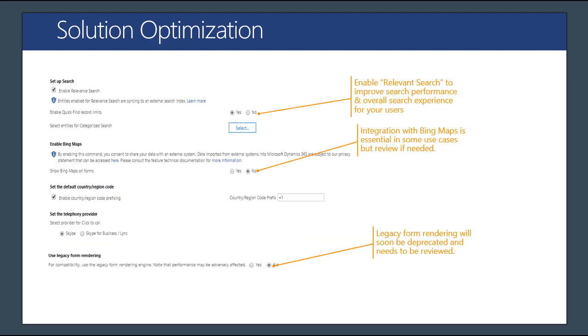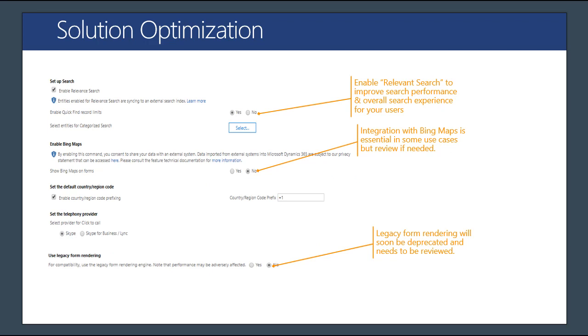Still on the settings, this is something that we already discussed before. That is the option to enable relevant search to improve the search performance. So you can enable it or disable it from the system settings.